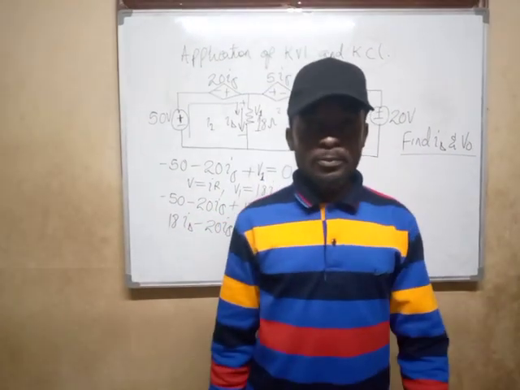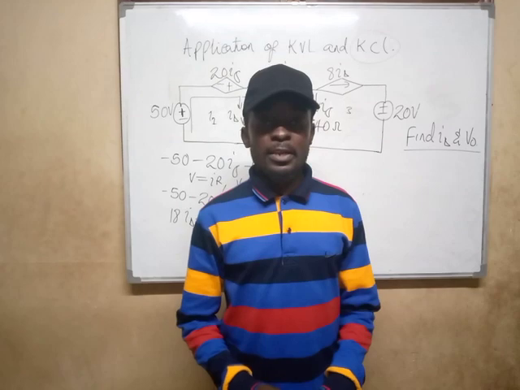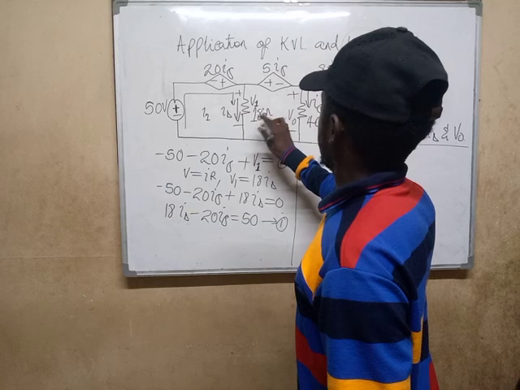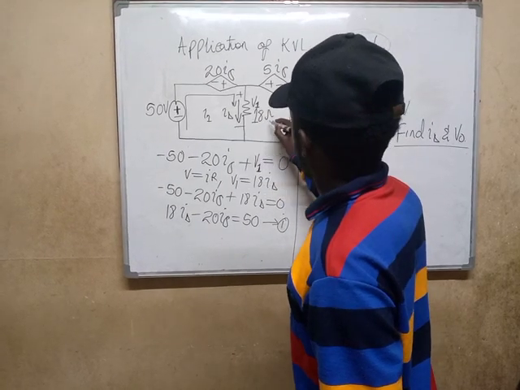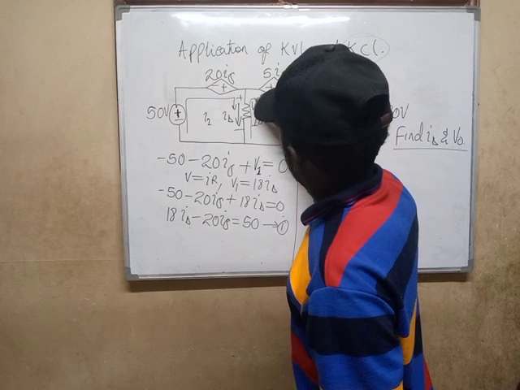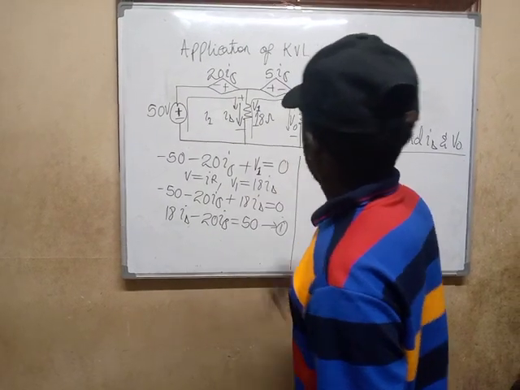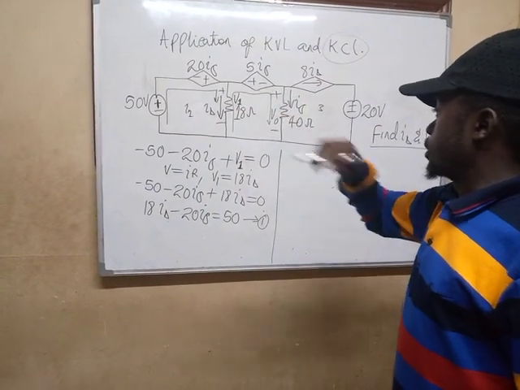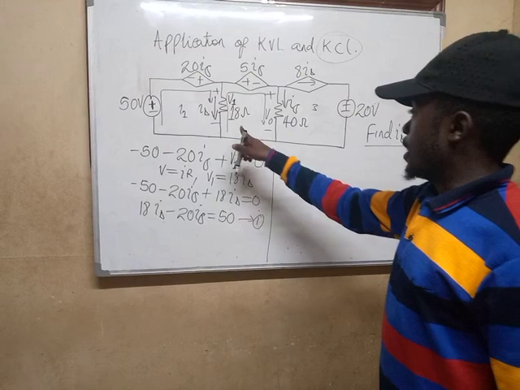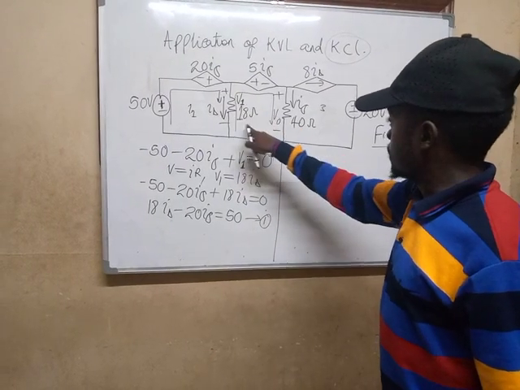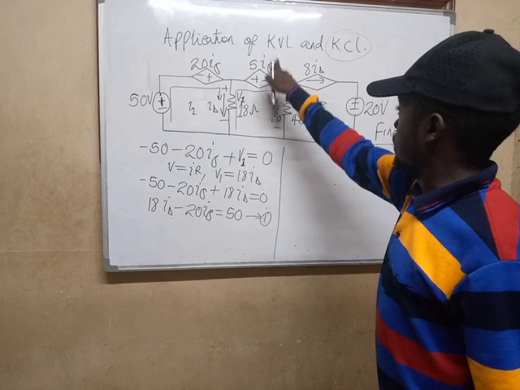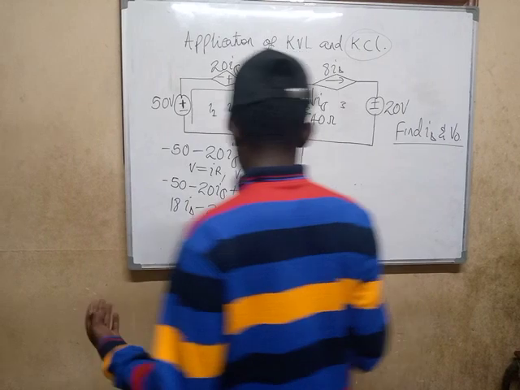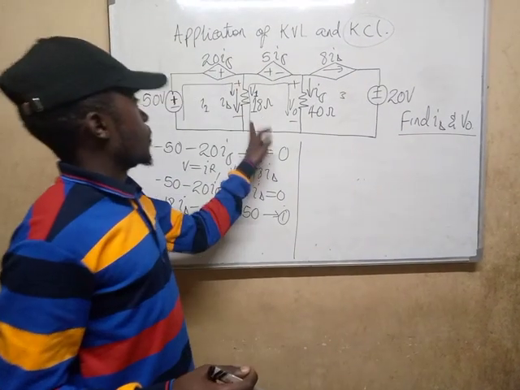So we can now move to the next group, which is group 2. In this group, we have the 18 ohms, we have the 5 I sigma, and we have the 40 ohms. So it's now a matter of computing all these.